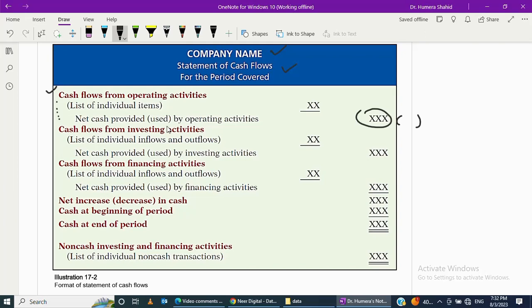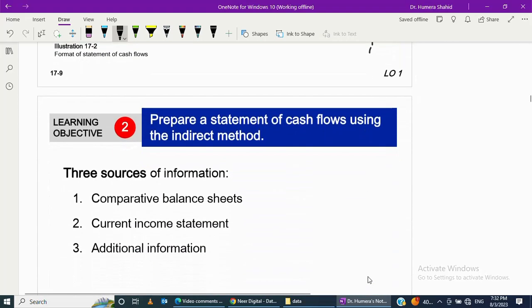Then comes the investing activity section. All the inflows and outflows of investing activities you will mention, and make a total in the outer column. Then financing, make a total in the outer column, and then add these three: operating, investing and financing. That will tell you how much cash increased or decreased during the year. Then add the opening balance of cash to it, and you will get the ending balance of cash. And remember, I said non-cash activity goes at the bottom of the cash flow statement, so list all non-cash activities at the end.